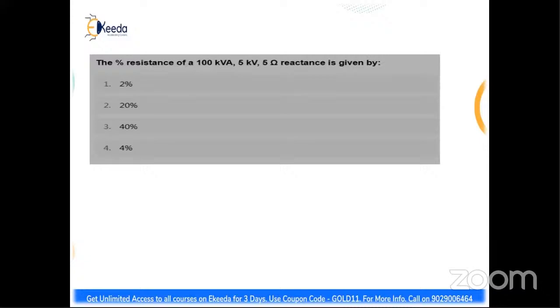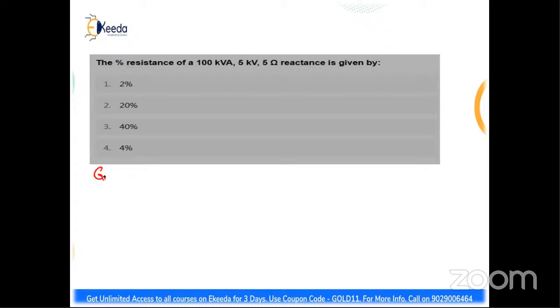The percentage resistance of a 100 kVA, 5 kV, 5 ohm reactance is given by, the options are 2%, 20%, 40%, and 4%.